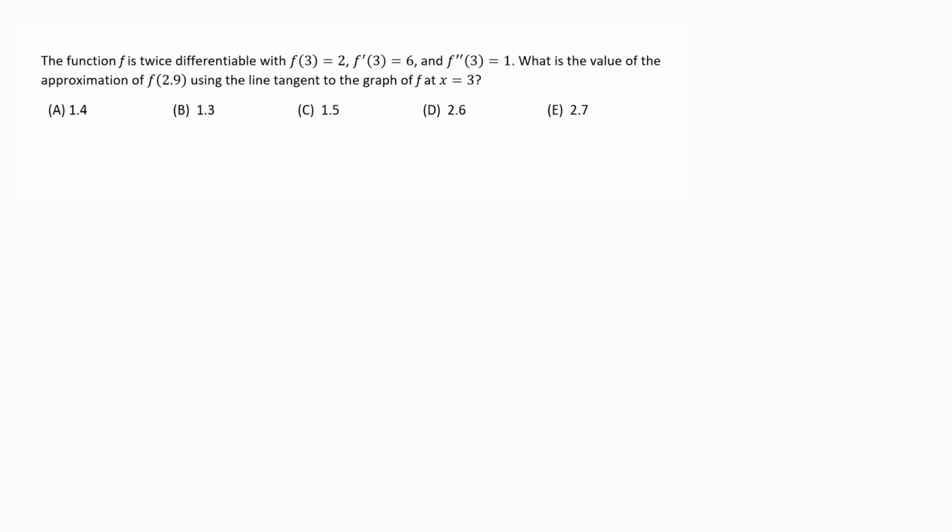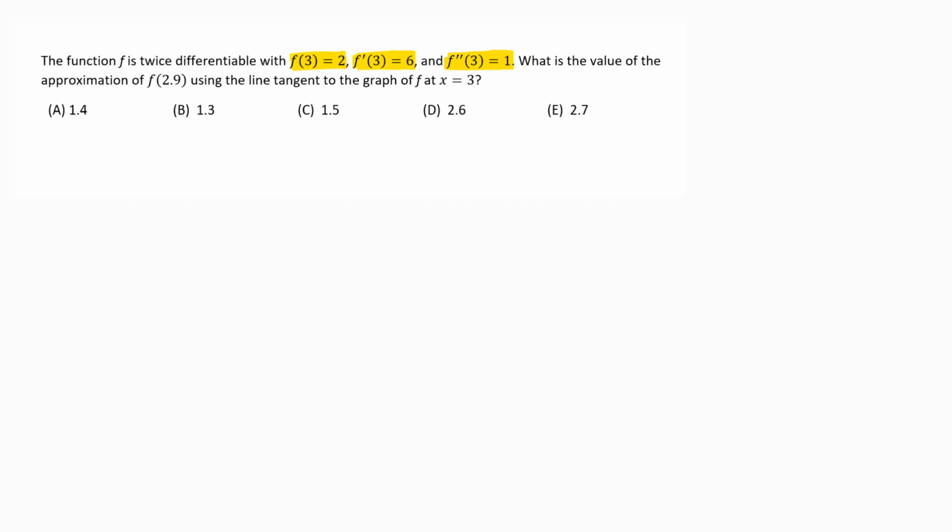Reading through this problem, you can see they're giving us a function that they're telling us is twice differentiable, which just means the derivative exists twice. Then they're telling us some specific points, right? So we have a point on the graph. We've got the derivative value, which is the slope of the graph. And then we have the second derivative value, which is the concavity of the graph.